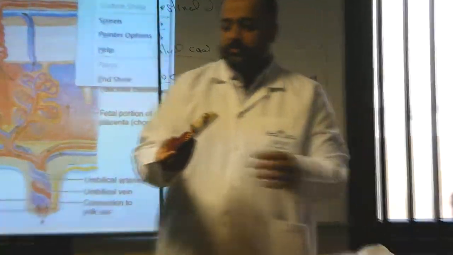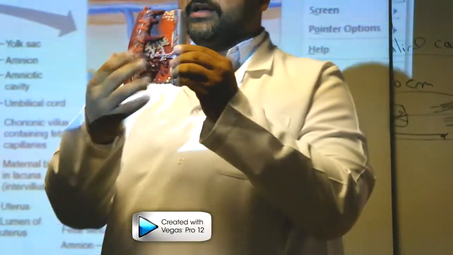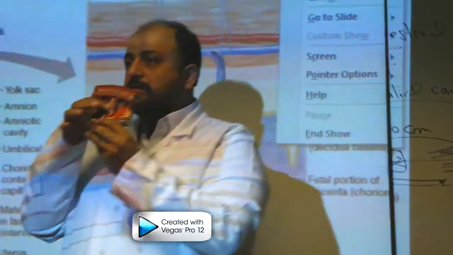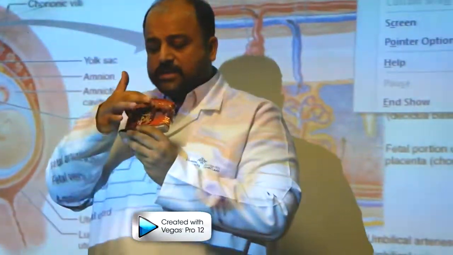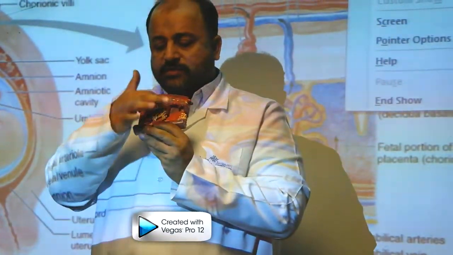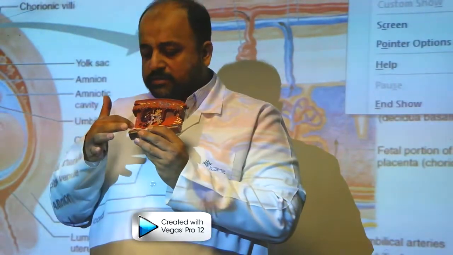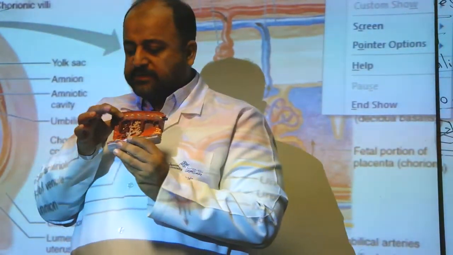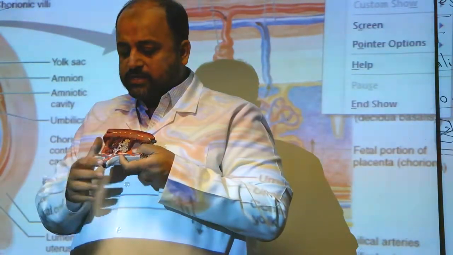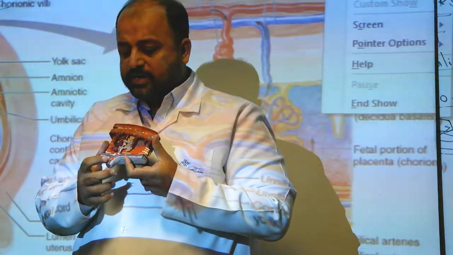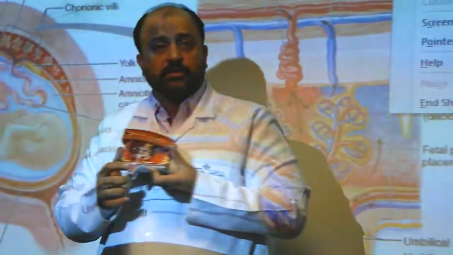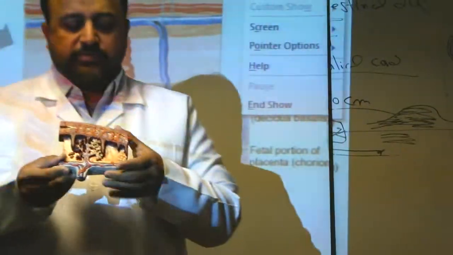This is again a model of a placenta. This is the fetal side, this is the maternal side. You can see clearly the villi. These are the villi. These are the intervillous septa. These are the intervillous spaces, and these are the spiral arteries. Here you can see one large vein and the two arteries. So this is the part of the placenta.